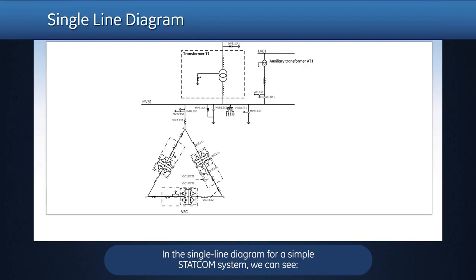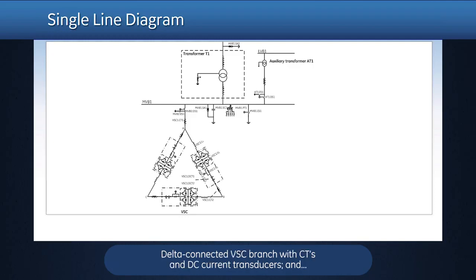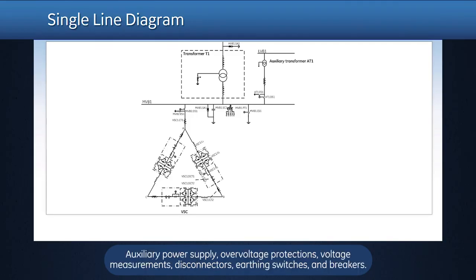In the single line diagram for a simple Statcom system, we can see a step-down transformer to match desired power rating, selecting appropriate voltage ratio and short circuit impedance. Delta connected VSC branch with CTs and DC current transducers, and phase reactor for VSC current control and short circuit current limitation, and pre-charge circuit to limit inrush current in Statcom system energization. Other key equipment are auxiliary power supply, overvoltage protections, voltage measurements, disconnectors, earthing switches, and breakers.